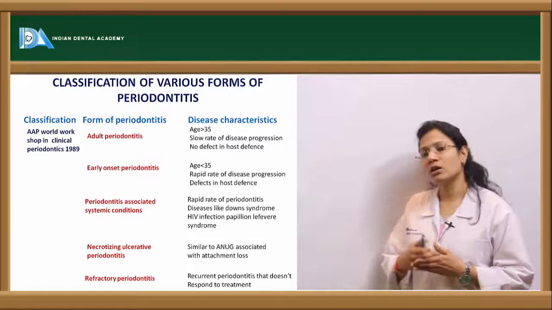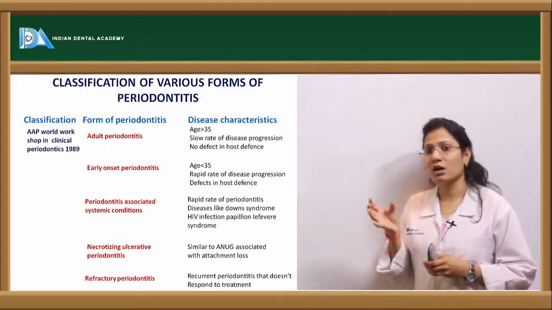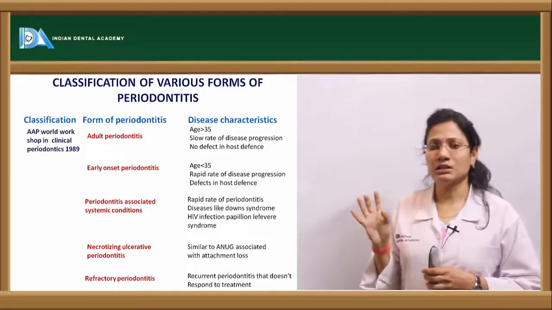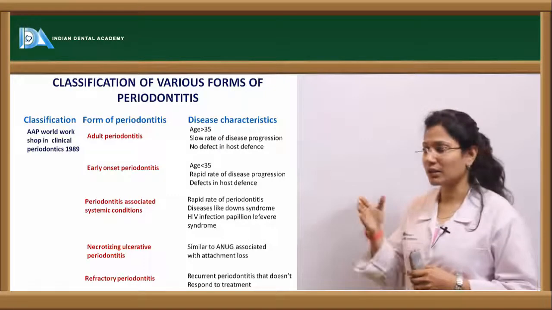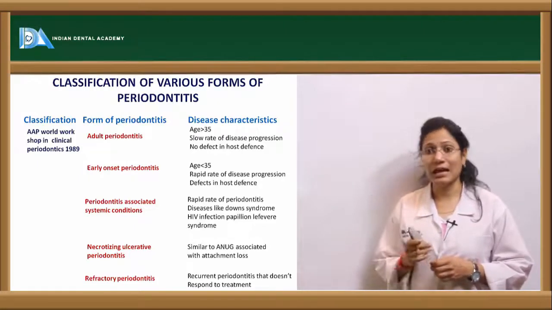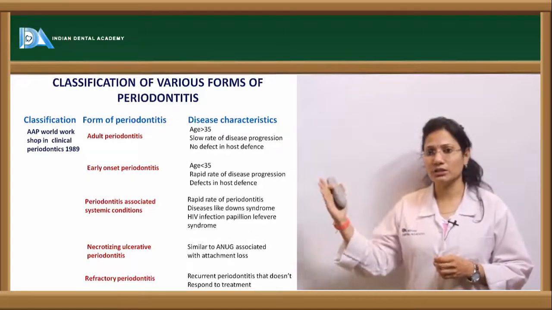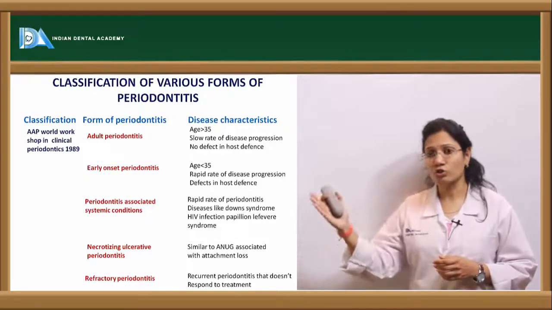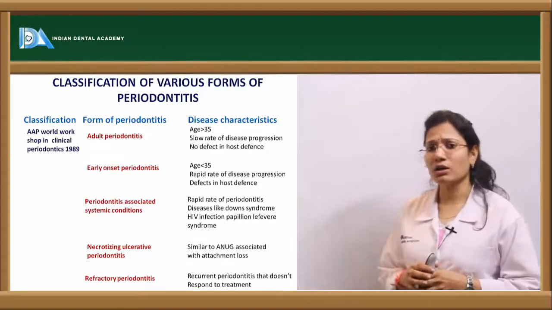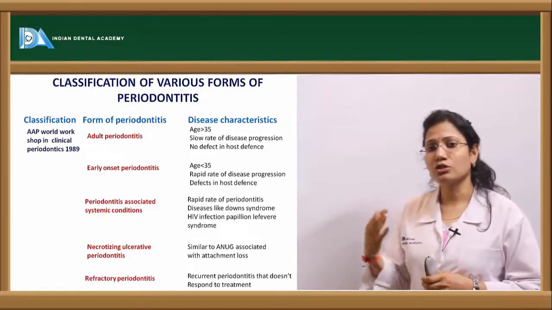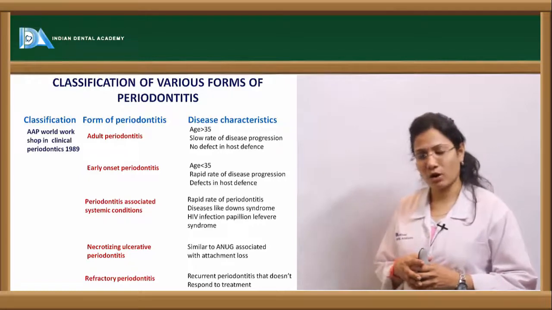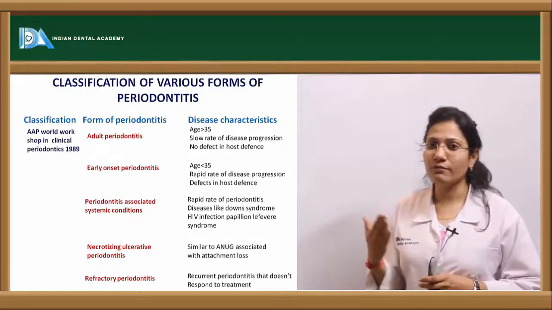But early onset periodontitis, as the term itself denotes, describes that the disease sets in at a very early age. That is, it affects individuals less than 35 years of age, with a rapid rate of disease progression and also a defect in the immune response. This early onset periodontitis was subcategorized into 3 forms: prepubertal periodontitis, juvenile periodontitis, and rapidly progressive periodontitis.